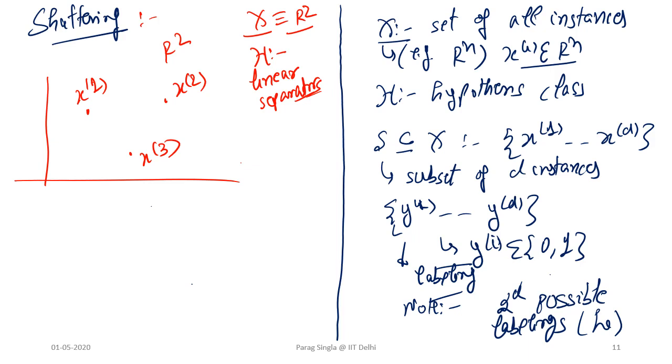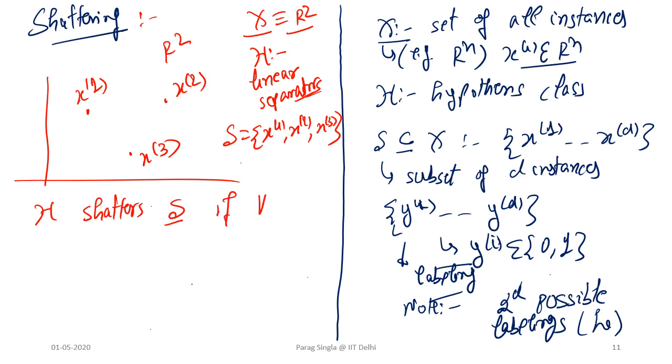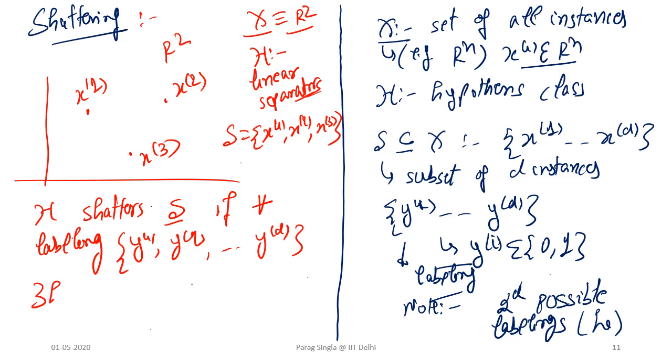Then the idea of shattering says that given a subset S of points, which in this case is x1, x2, and x3, we say that the hypothesis class H shatters the set S if for all possible labelings y1, y2, up to yd, there exists an h belonging to H such that h of xi is equal to yi.